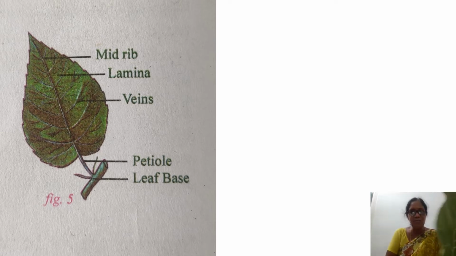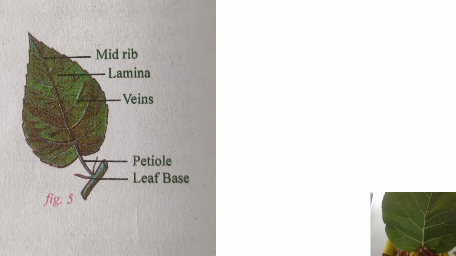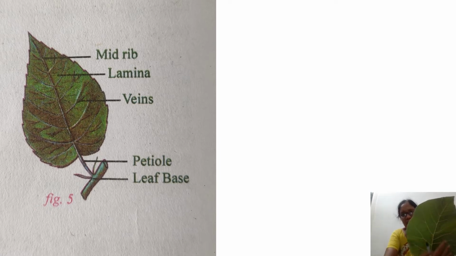Yes, this is the leaf. Look here. This flat part is called lamina. The name is lamina. Look at the leaf. We find such big leaves in dicotyledons. Dicotyledons have big leaves.